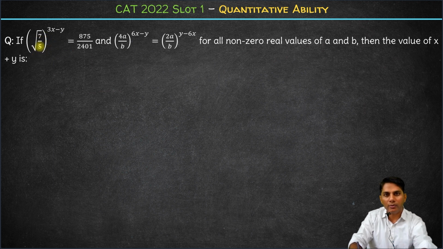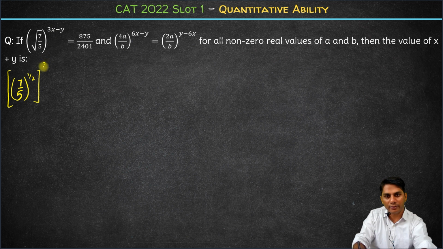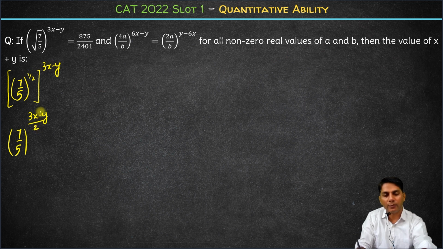We have square root of 7 by 5. This can be written as 7 by 5 whole raised to the power 1 by 2. And this whole thing is raised to the power 3x minus y. So the left hand side effectively becomes 7 by 5 raised to power half into 3x minus y, which is 3x minus y by 2. So this is the left hand side of this expression.